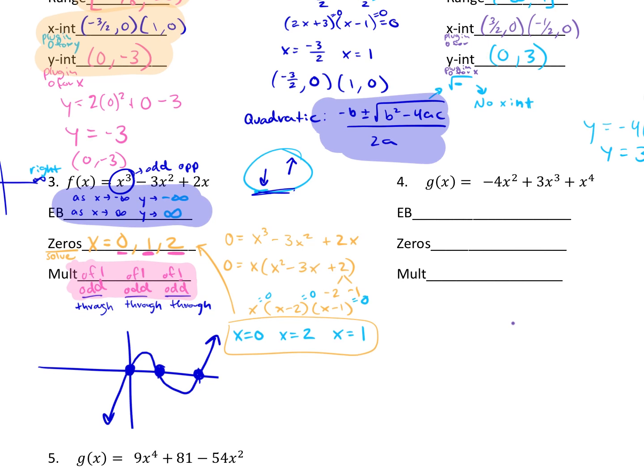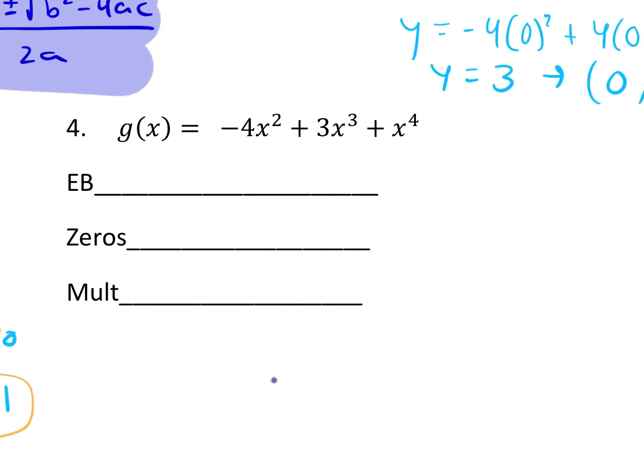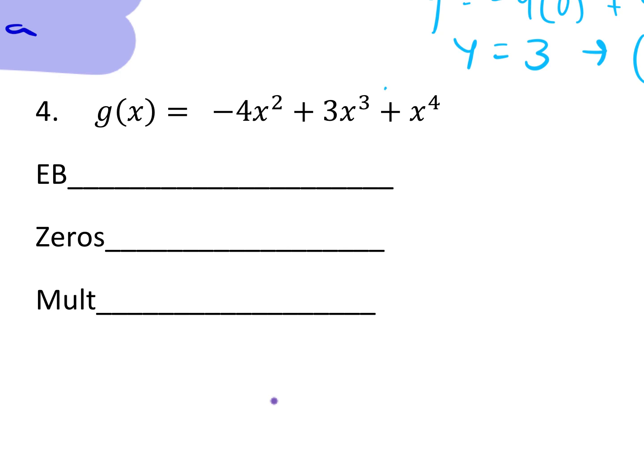Number 4. So 4, it's asking for the end behavior, the zeros, and the multiplicity. So when we find the end behavior, we're looking at the term with the highest degree. So that would be x to the 4th power. What's our end behavior going to be when we have x to the 4th power? X to the 4th power is even, so that means they go in the same direction. Are they both going to go up or down? Up, because it's a positive x to the 4th power.